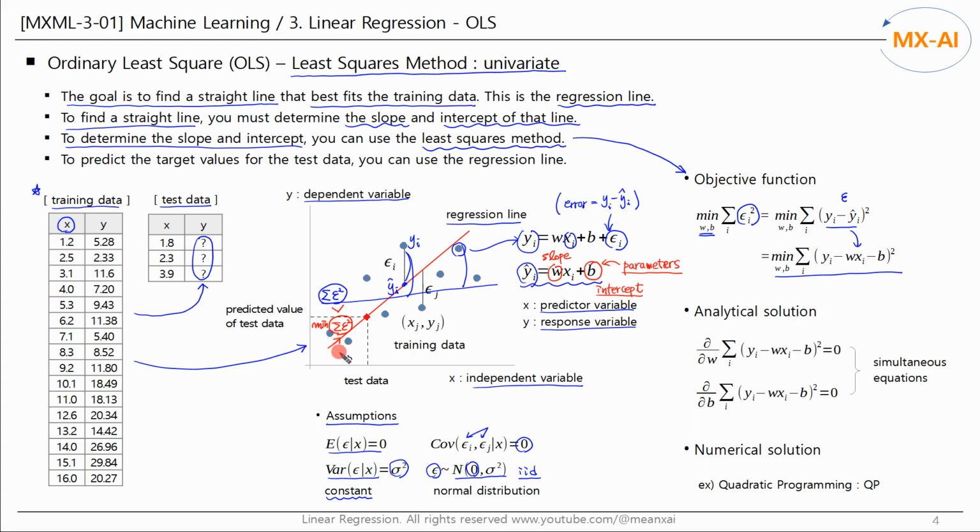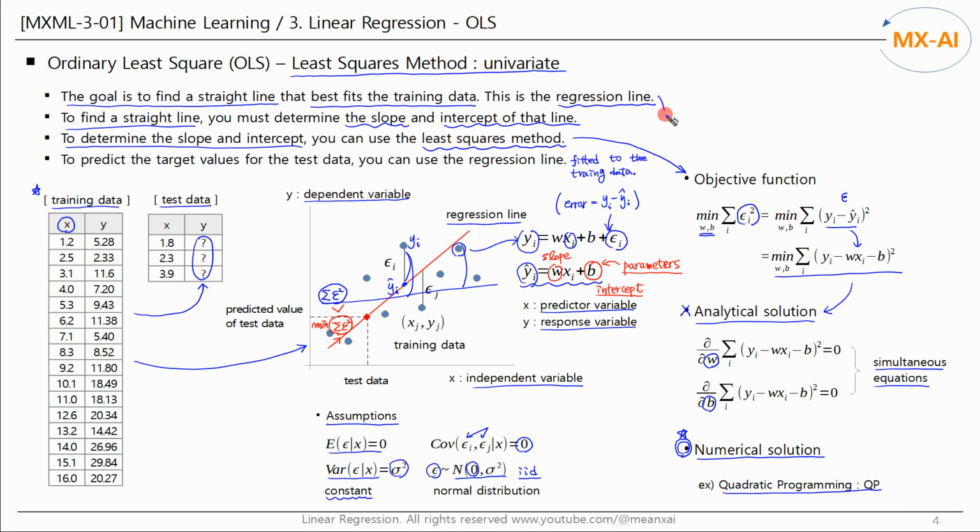We can use mathematical methods to find the solutions, W and B, of this objective function. We can find the solution by differentiating this with respect to W and B, respectively, and solving the simultaneous equations. However, this method cannot be used when there are many data points or many features. In that case, the solution can be found through numerical methods. For example, we can use methods like quadratic programming. Machine learning uses numerical methods because it deals with large amounts of data.